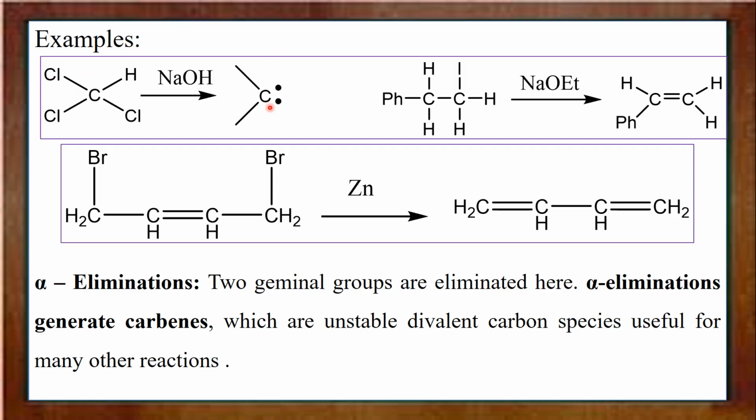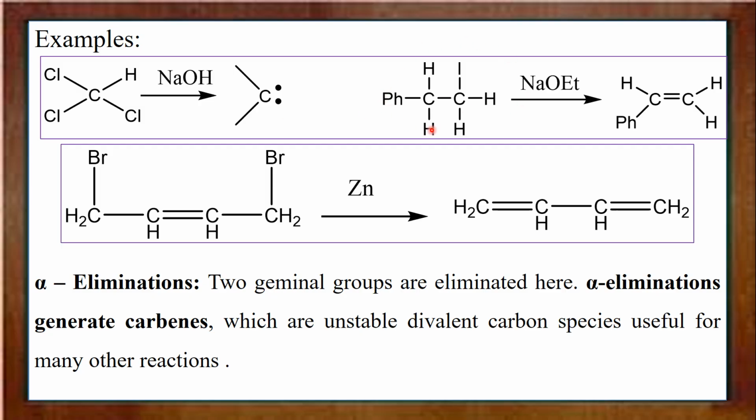So this is dichlorocarbene. Chloroform, when treated with sodium hydroxide, hydroxide base removes the acidic hydrogen, resulting in the formation of dichloromethyl carbanion. From that, chloride ion is eliminated to generate a dichlorocarbene. So this is an example for alpha elimination.